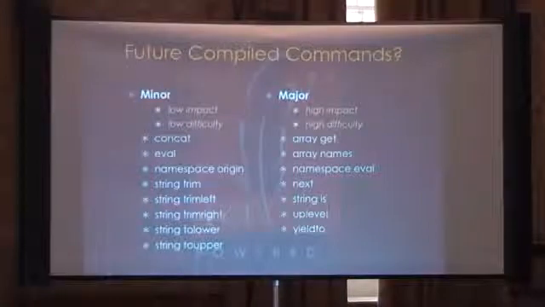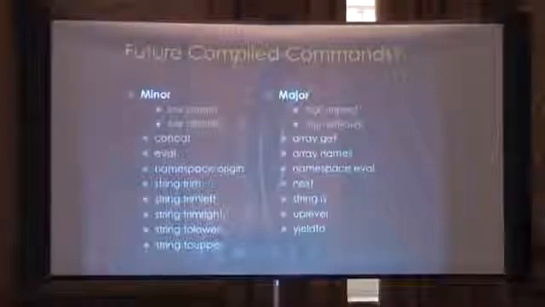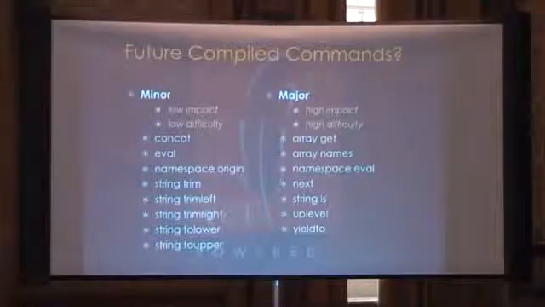If we look at what I'm likely to do in the future, first of all, we've got these minor ones which are low impact but also low difficulty, so they're quite low-hanging fruit: concat, eval, namespace origin, and a few of the string subcommands. Then you've got these major ones where it would be really nice if we could bytecode compile them, but they're difficult and possibly ridiculously difficult to do. On the other hand, we will get a good outcome from doing them.